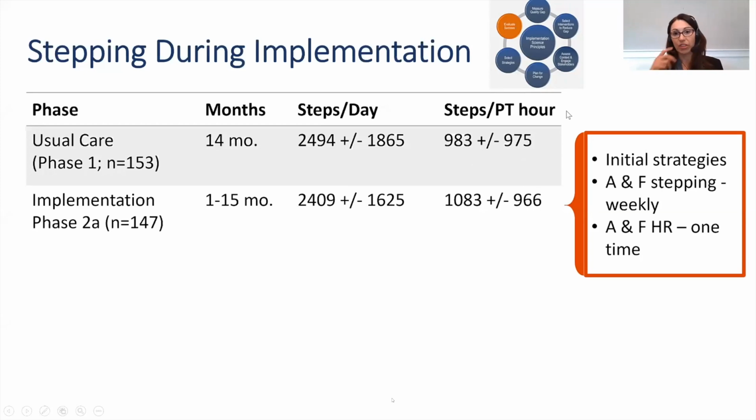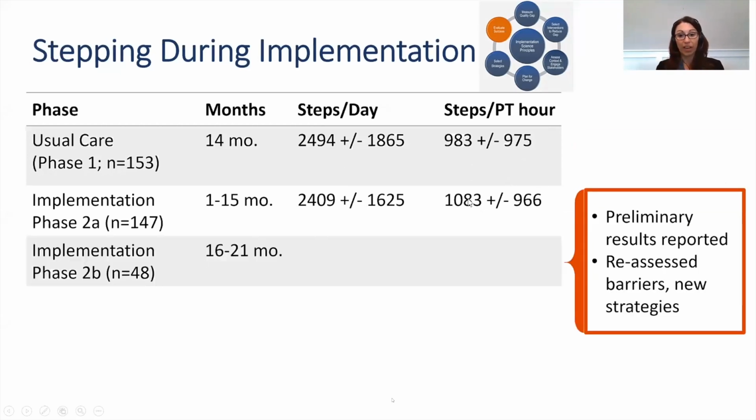Now, I should also give you the context that the patient characteristics did not change. The impairment level of the patients did not change during this time period. But what we actually saw was a slight decrease in stepping outside of physical therapy and a slight increase of stepping during physical therapy. But in the end, it made it look like the patients were stepping less on a daily basis.